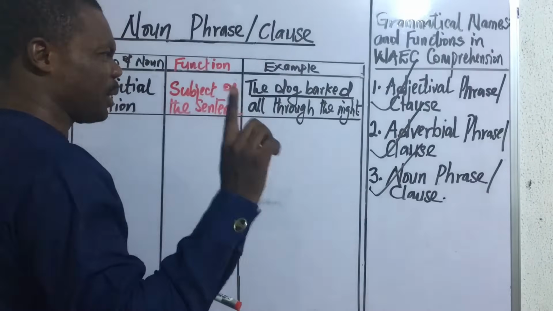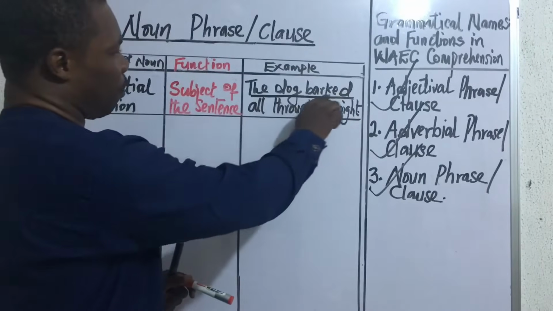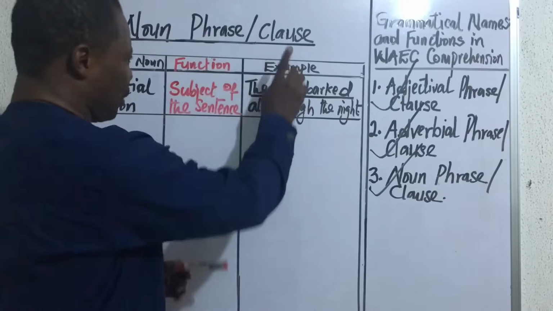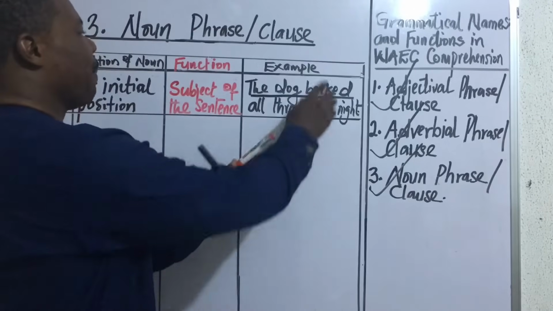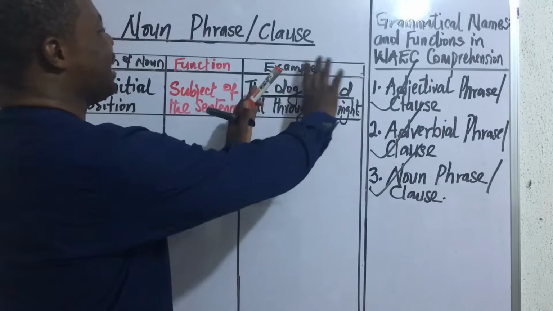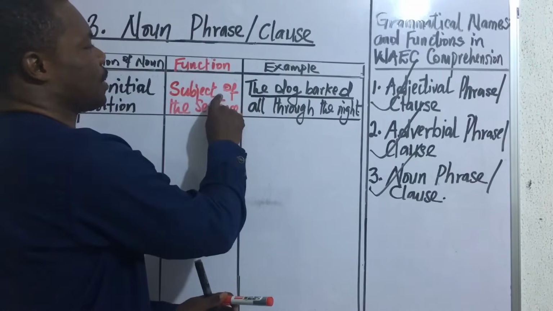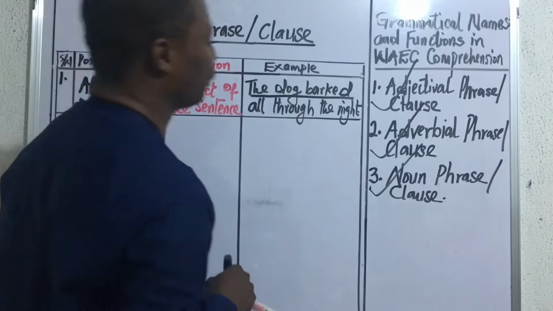Is it a noun phrase or noun clause? Does it have a verb? Yes, there's a verb, barked. So the dog barked is a noun clause. Alright, it's a noun clause. And because the noun that begins the expression is at the initial part of the sentence, then the function is subject of the sentence. Now let's go to the next one.